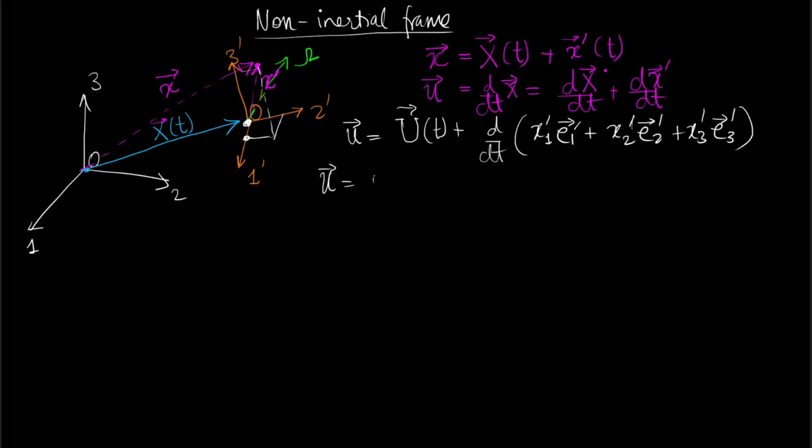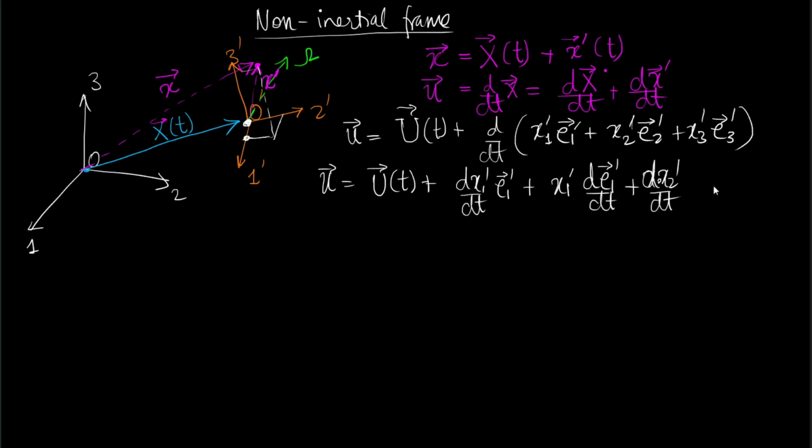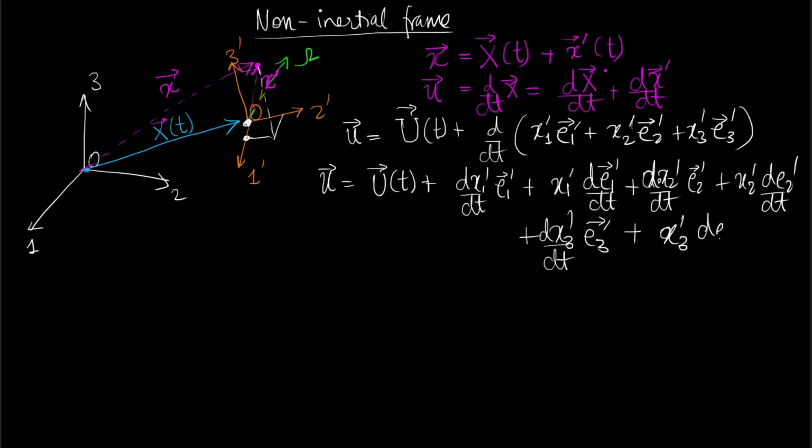Therefore, we can write this as, so this chain rule will yield dx1 prime/dt e1 prime plus x1 prime de1 prime/dt, plus dx2 prime/dt e2 prime plus x2 prime de2 prime/dt, plus dx3 prime/dt e3 prime plus x3 prime de3 prime/dt.